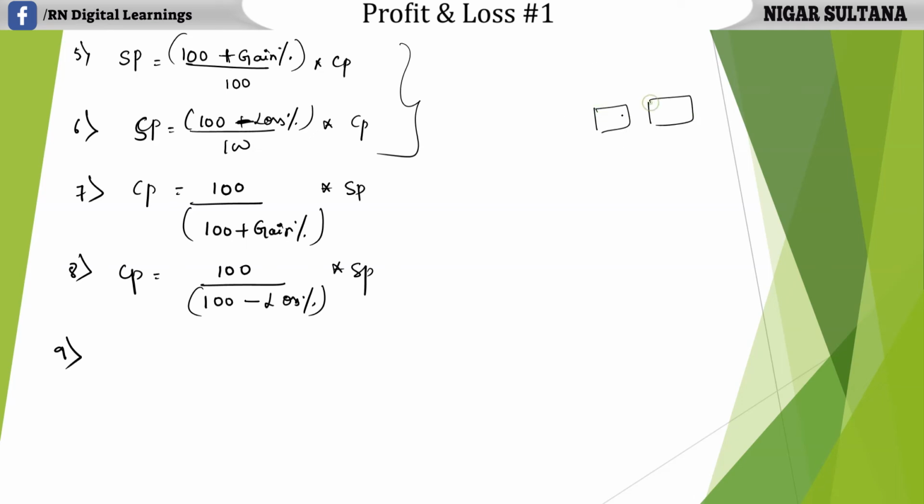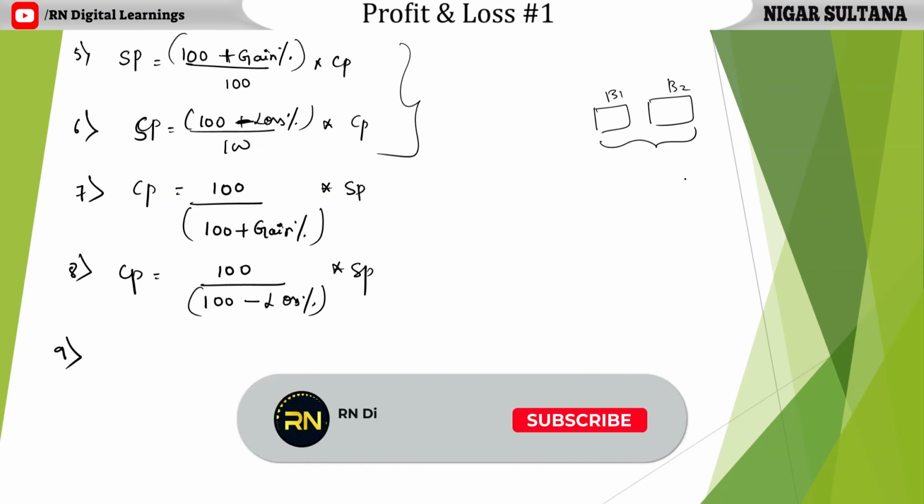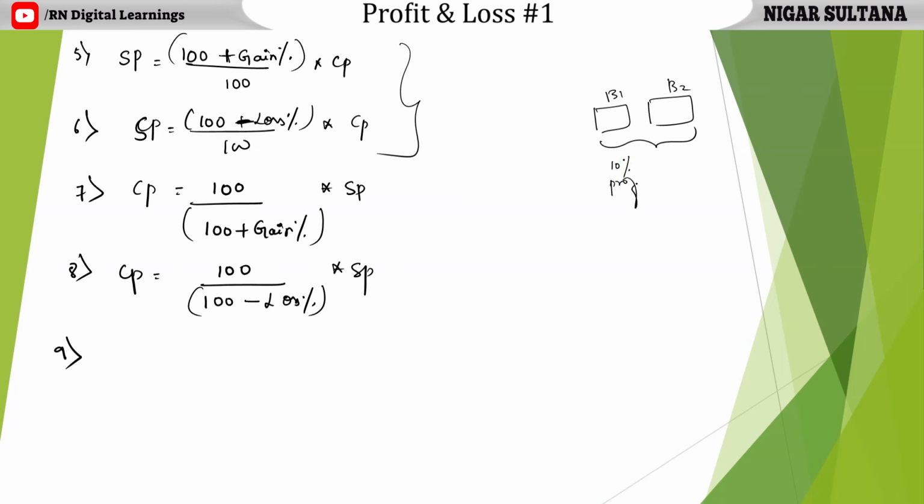Now, there is another scenario when we are selling the same item. Suppose I have two books, this is your B1 and this is your B2. At a time I am selling both the books. What happens? Suppose I am selling book 1 at 10% profit and I am selling the other book at 10% loss. In this situation, always remember there is a loss.